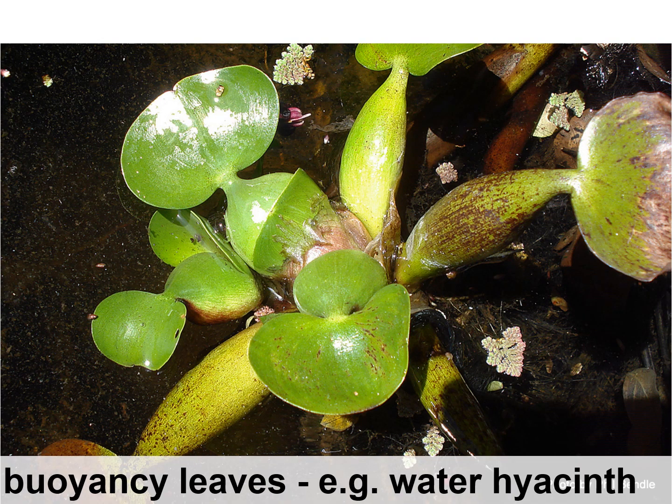The next modified leaf is the modified petiole, functioning as a floating leaf. We call this the buoyancy leaf. The water hyacinth is the example. So the water hyacinth also has a modified stem, which is the stolon, if you remember. And they also have a modified petiole, or modified leaf, as a floating leaf.